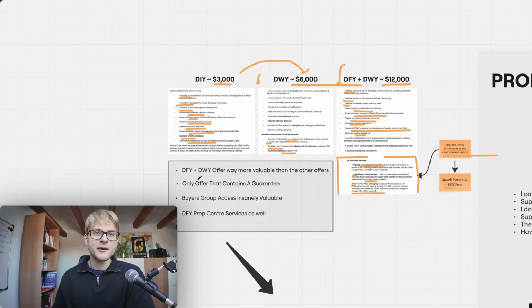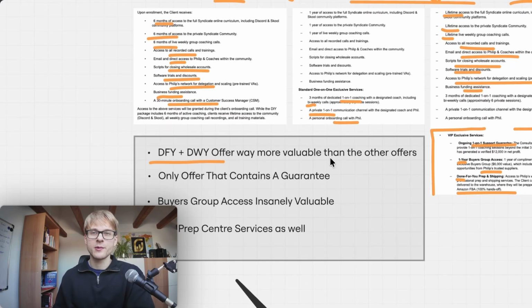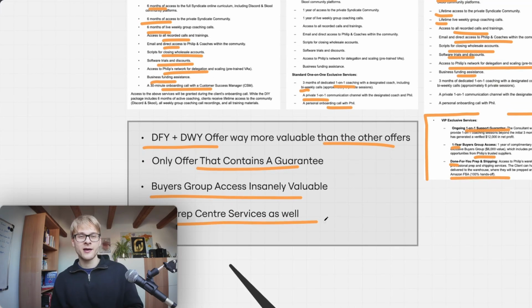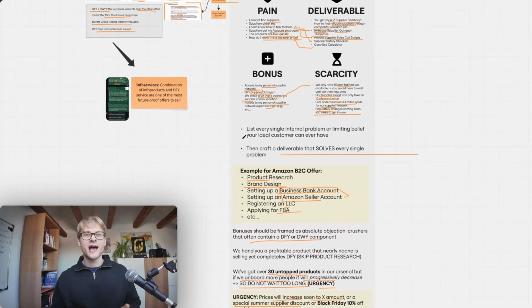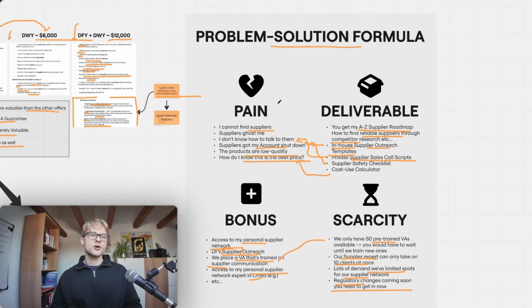And that's exactly how the done with you and the done for you offer is way more valuable than the other offers, and the only offer that contains a guarantee. Buyer group access is insanely valuable, and the prep center service as well. So what you should always do is come up with an info service where you include these done for you services. You want to have 3 offer tiers. You do not need more than 3 different offers.